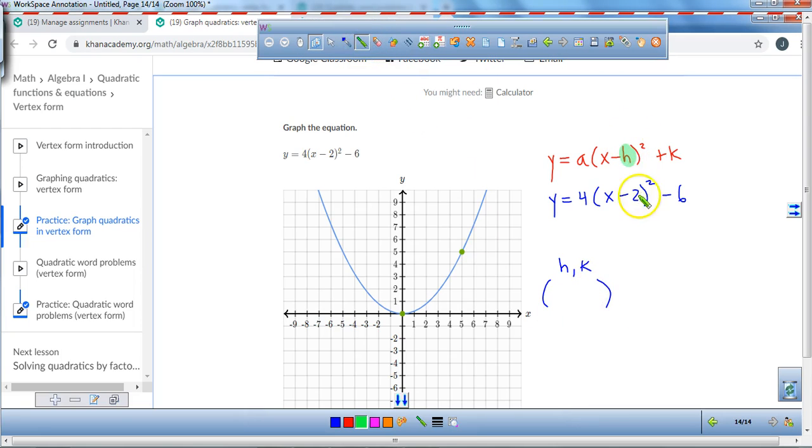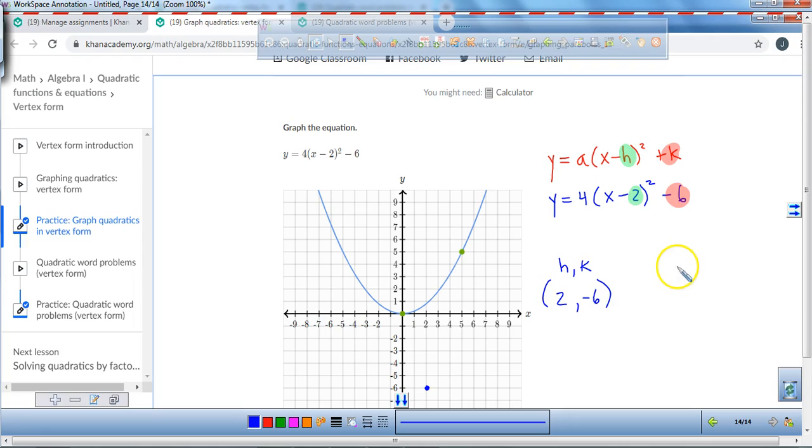So right now, looks like my h value is going to be right there at a 2. And my k value is going to be right there at a negative 6. All right, so I'm going to plot it at 2 and a negative 6. I'll plot it right there. Now, once we do that, we have to find one other point. Like I said, probably the easiest point for me to plug in to find an ordered pair for is 0. When we plug in a 2, we got a negative 6. Now let's just plug in a 0 and see what we get.